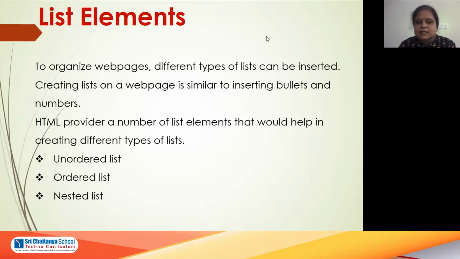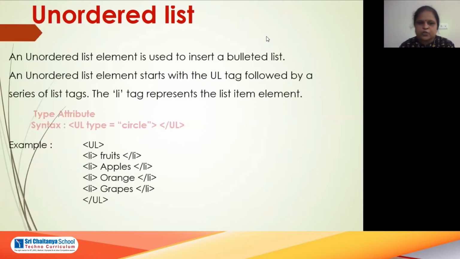Then what is this nested list? It means a list within a list, bullets within bullets, or numbers within numbers. If we are writing that, then we call it a nested list. Let us see how exactly it is going to work.